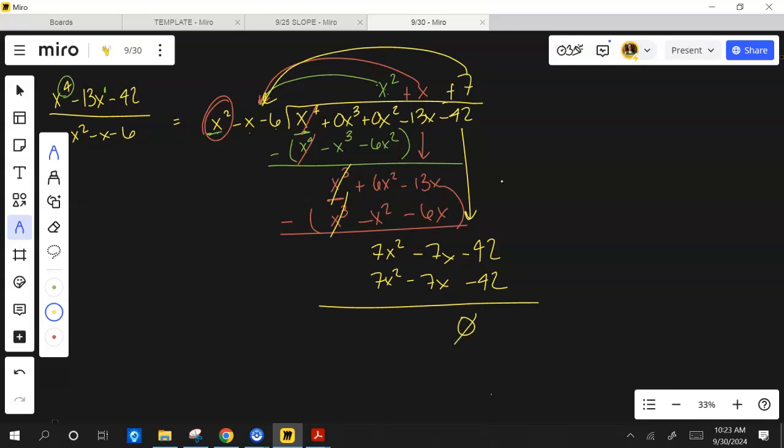Which means what? What's it mean when they all cancel out like that? No remainder. It goes in evenly, right?